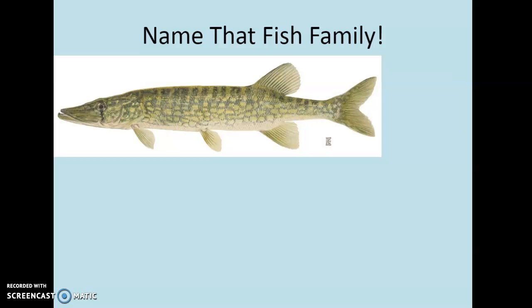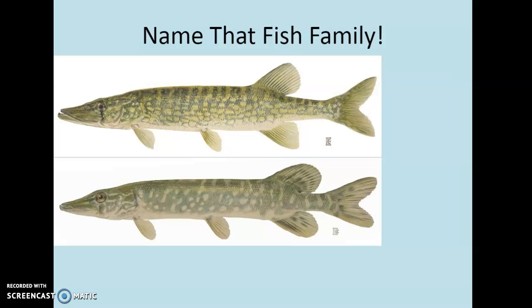So here we've got a very long, elongated fish, and the dorsal fin is very far back along its back, and it's almost lined up with the anal fin below. Almost looks symmetrical. Very long jaw. And so this would be the pike family. The fancy Latin name for the pike family is Esocidae. No, you won't have to memorize that.